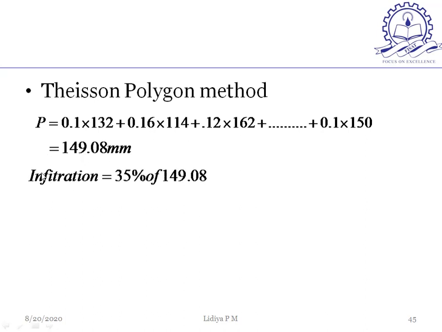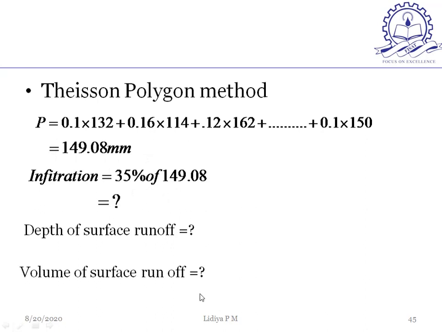Then find out the percentage infiltration. This is the total depth of rainfall. Then 35% is infiltrated to the ground, so find out the value of infiltration. Then the depth of surface runoff. How to calculate the depth of surface runoff? That is equal to the total rainfall minus infiltration. Then the volume of surface runoff is equal to the depth of surface runoff into area. So repeat the same procedure as we have done in the case of the arithmetic mean method. You will get the volume of runoff also.